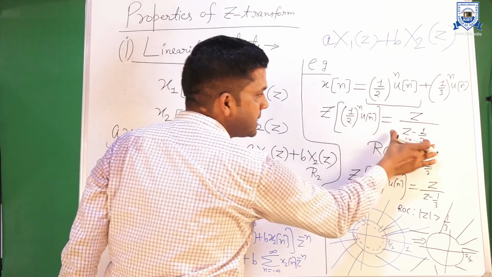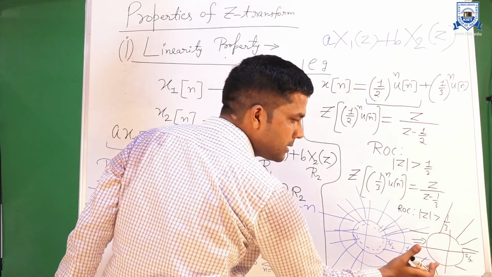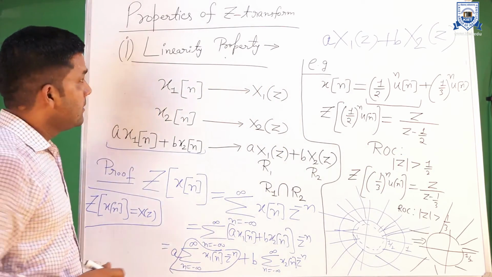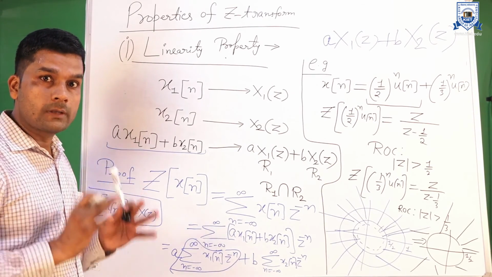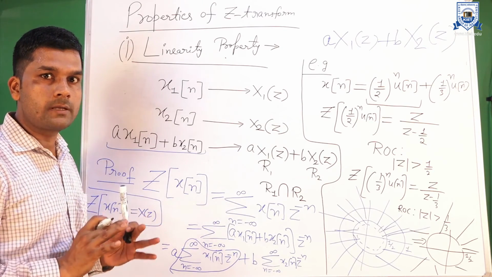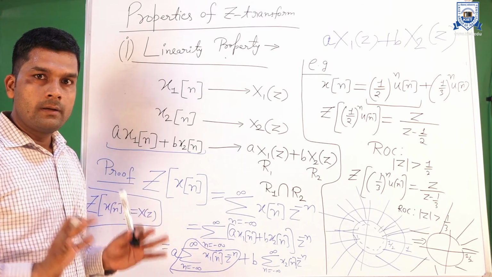The Z transform of this sequence is z upon z minus 1/2 plus z upon z minus 1/3, and this is the resultant ROC. So in this lecture we have seen the linearity property, and it holds if the ROCs have an intersection. If the ROCs do not have an intersection, then we cannot find the Z transform.